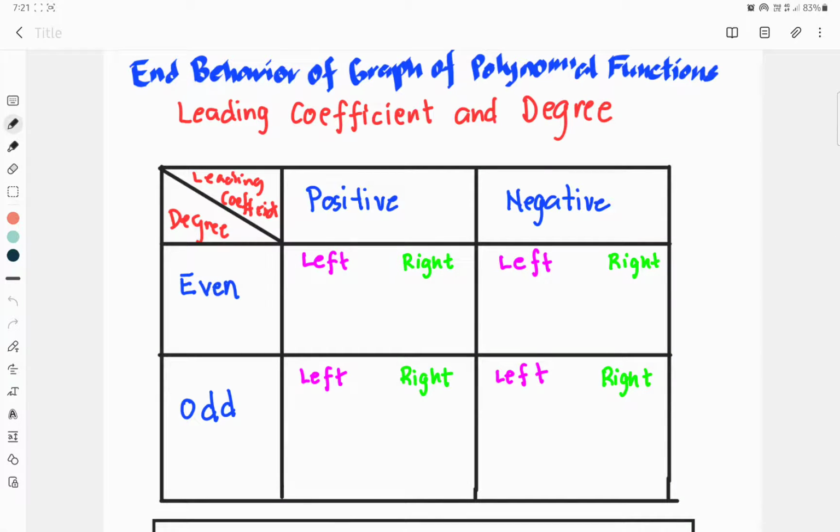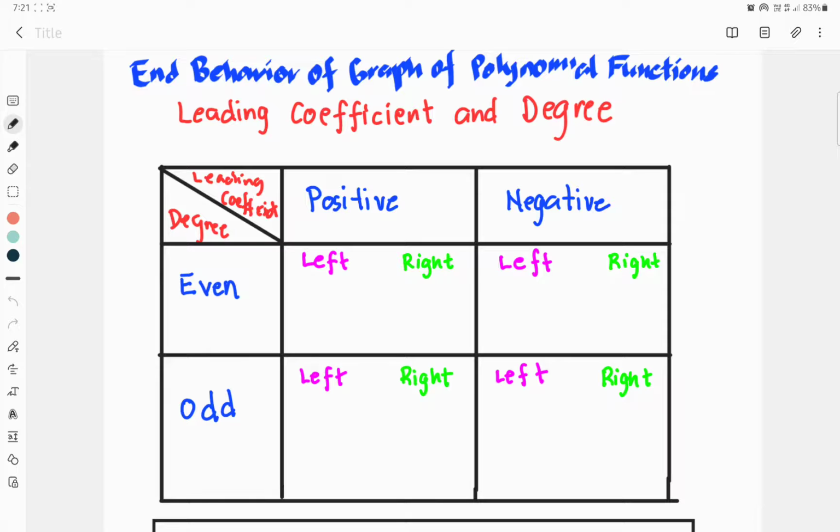Hi everyone, welcome to this video. In this video we're going to discuss the end behavior of graphs of polynomial functions. When you say end behavior, there are two things that you consider: the leading coefficient and the degree. I have here a table that will be our guide in finding out the end behavior of a graph.